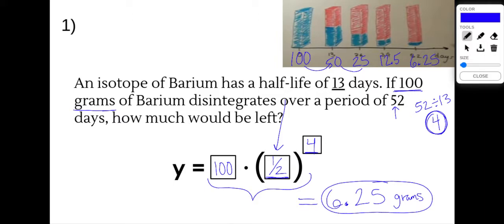So I'm literally taking that 100 grams of barium, I'm dividing it by 2 or taking it in half 1, 2, 3, 4 times. Okay? And the exponential function does that work for us.